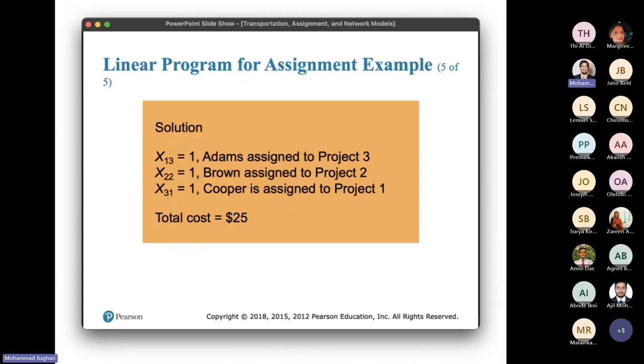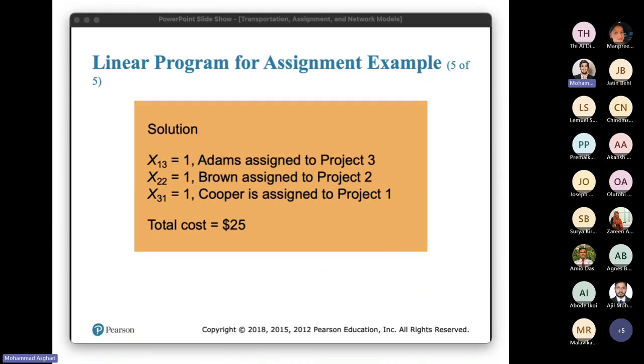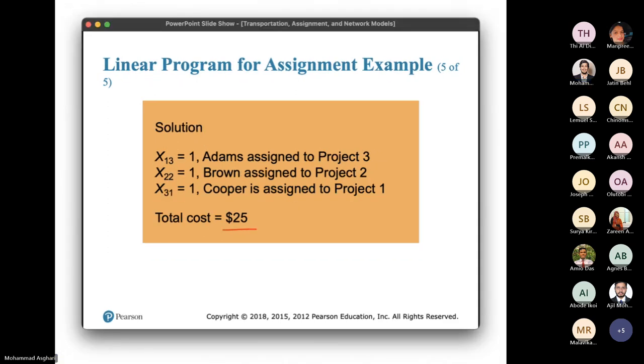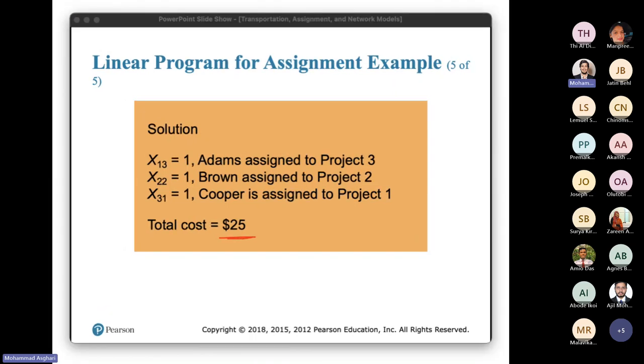So if you solve the problem, you finally see these results. Adams is going to do project 3 because x13 is equal to 1, and Brown is going to do project 2, in other words, assigned to project 2, and that's why it is called an assignment problem. So x22 is 1, and x31 is 1, that means Cooper is doing project number 1. And this is the minimum cost for assigning 3 projects to 3 different persons. Okay.